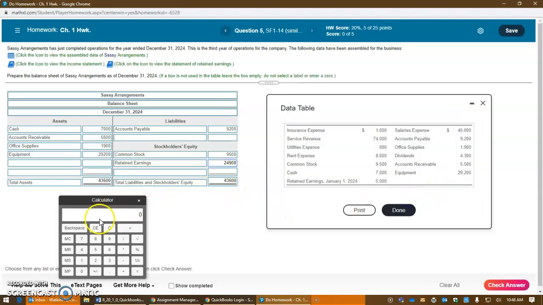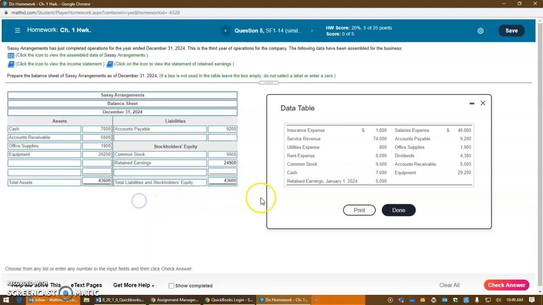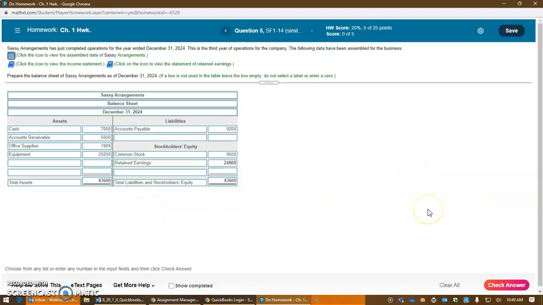24,900. Let's do the math. 9,200 plus 9,500 plus 24,900. That gives us $43,600, which is what it should be. So that is a balance sheet.